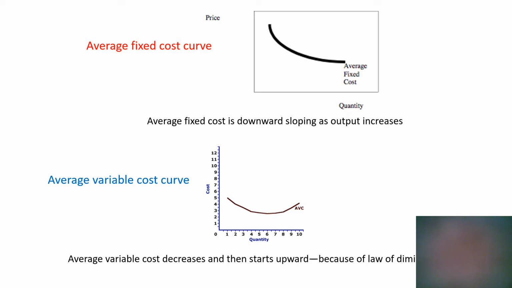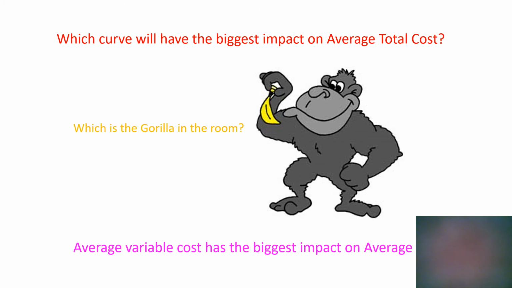On the other hand, the average variable cost curve is first going to come down and then start heading up, because that marginal cost curve will pull it up. And also, this is because of the underlying premise, which we talked about at the very beginning, the law of diminishing returns. Now we want to take a look and say, how will these two curves impact the average total cost curve? Which is the gorilla in the room? And it turns out that the gorilla in the room is average variable cost. It has the biggest impact on that average total cost.